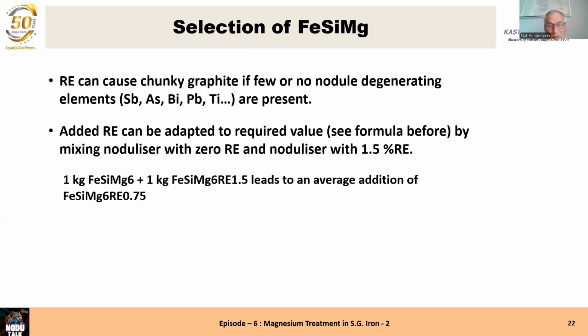of rare earths at the end, you can mix the one with 0 and the one with 1.5, in order to have the reaction you want. You can see that 1 kilogram without rare earths and 1 kilogram with 1.5 rare earths leads to an average of 0.75 rare earths. Please do that. So if you use ferrosilicon magnesium with rare earths, you should have also the one without, so that, according to your calculation, you can get the correct amount.